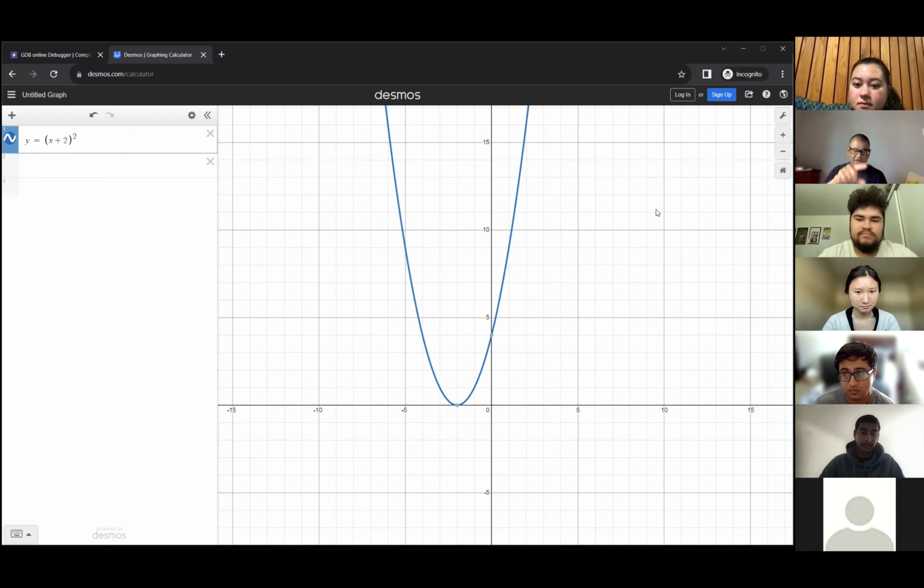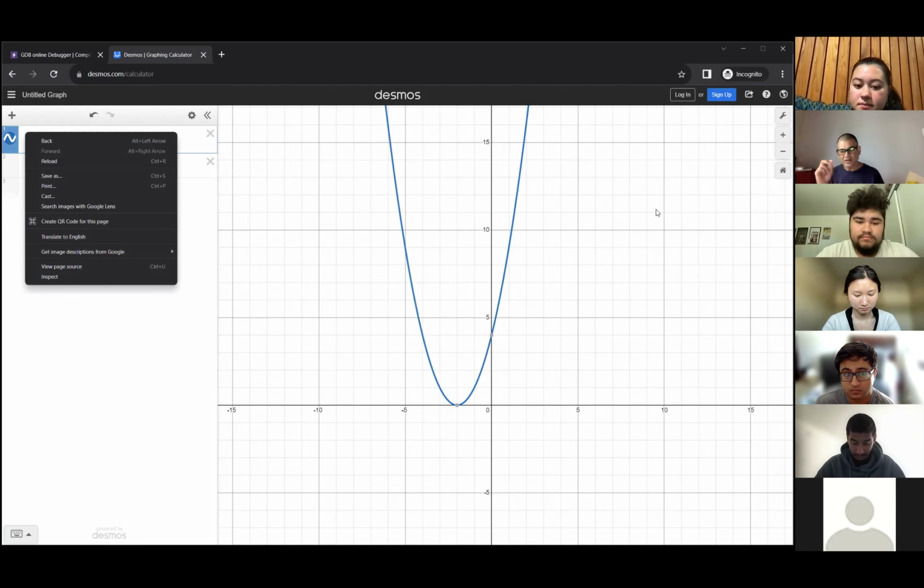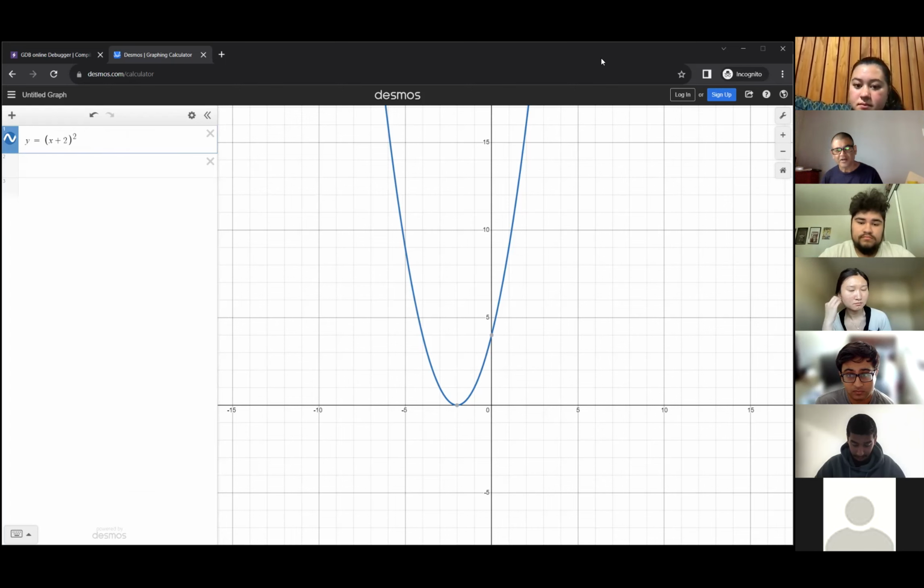Right. So if someone gave you a curve like this and said, what is the least value, what is the value of x for which the function has the least value? How would you find it?